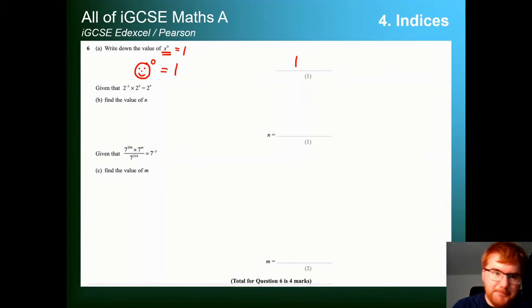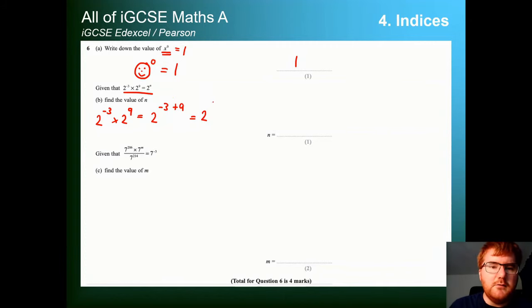That's really important. Now, given that 2 to the power of minus 3 times 2 to the power of 9 is equal to 2 to the power of n, find the value of n. Now, this is just a more complicated way of asking you how to work with indices. And if we have 2 to the power of minus 3 times 2 to the power of 9, remember when we're multiplying with indices, we add the indices together. So we do minus 3 plus 9. And that's equal to 6.